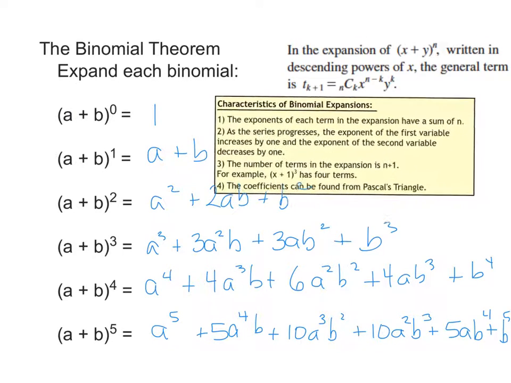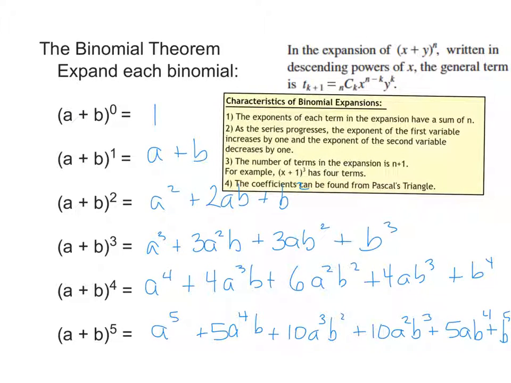Here I have characteristics of binomial expansions. The exponents of each term in the expansion have a sum of n. That's one. So actually, if you look, the exponents always add up to 5 in this one: a to the power of 5, and then you have 4 plus 1 is 5, 3 plus 2 is 5, 2 plus 3 is 5. They always add up to whatever power you're expanding it to.